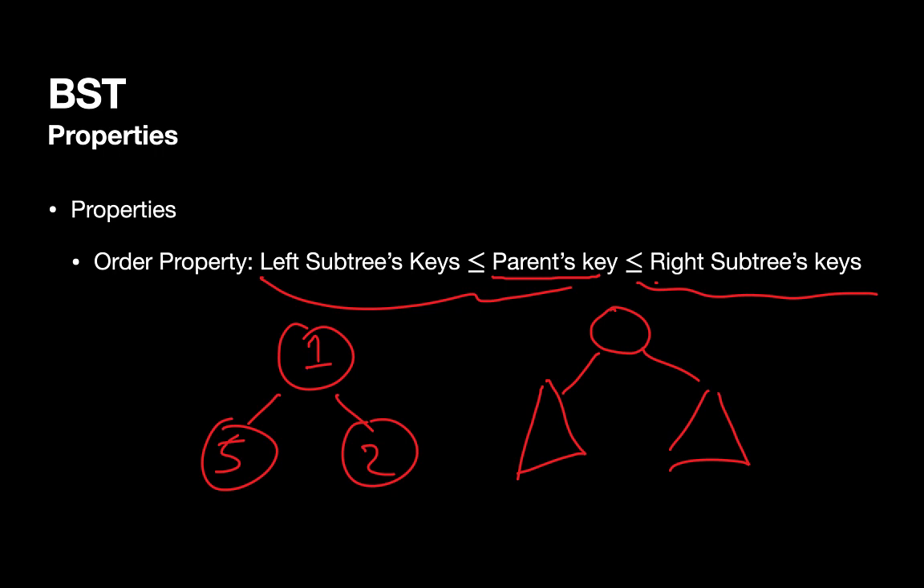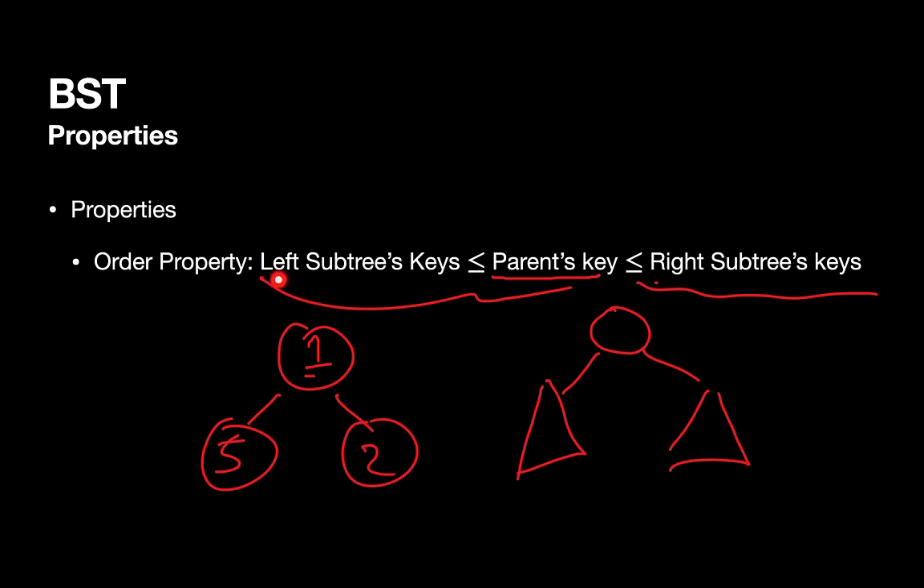fails this test. The key in the parent is the number 1. So we would expect it to be greater than everything to its left, but it's not. We'd expect the parent's key to be greater than everything to its left, and less than everything to its right. So it passes the test of being less than everything to its right, but it fails the test of being greater than everything to its left.